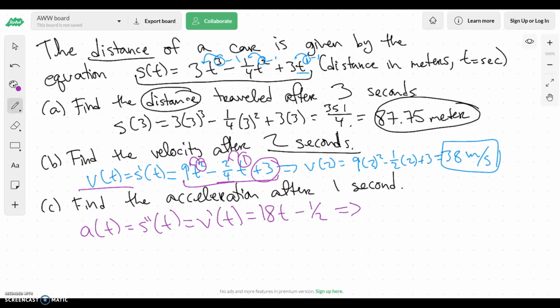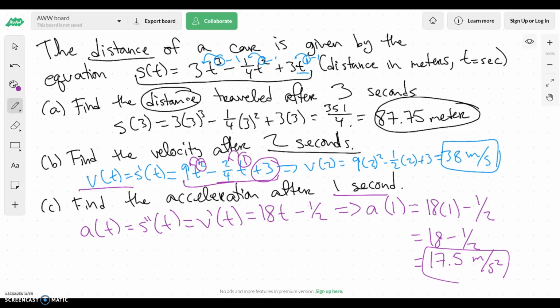So now I'm going to plug in, what did I want to find? Oh, 1 second. So a of 1 into my derivative. This is going to be 18 times 1 minus 1/2, which is going to give me 18 minus 1/2, which is 17.5. This is going to be meters per second squared. Okay, and that's how you basically do these types of problems.